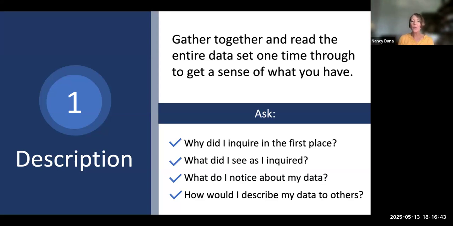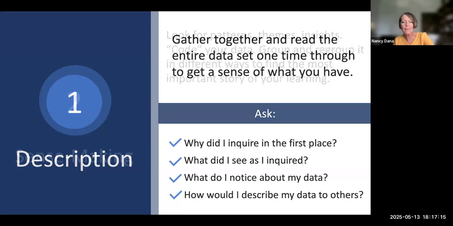Another question is simply, what did I see as I inquired? A third question is, what do I notice about my data? So really think about that process of noticing what's happening and being curious about what's happening. And then also a question that might help you as you read through your data the first time and get a descriptive sense of what's there is thinking about, how would you describe your data to others? All right, so that is the first step.